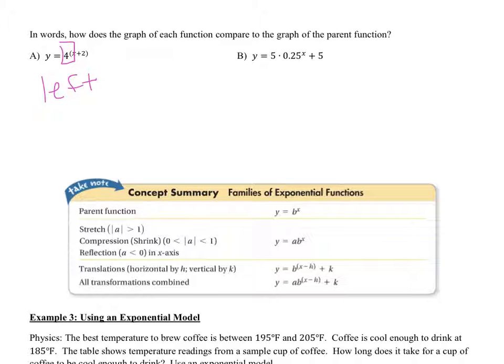This right here is my parent function. So the decay and growth part is not what changes the actual transformation. I'm going to have a stretch of 5 because I'm multiplying by this 5. This also is on the outside. It's not written little with the x, so let's move it up 5. What actually moves up 5?